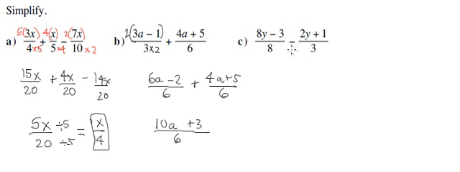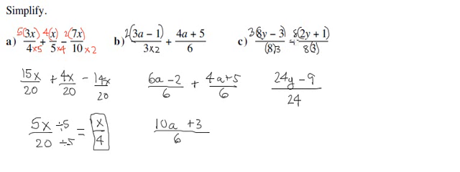Last one. Common denominator would be 24. That's the smallest number that 8 and 3 both go into. So our denominator needs a 3. Our numerator needs a 3. And for the second fraction, they both need 8s. So what do we have now? 3 times 8y is 24y. 3 times negative 3 is negative 9. 8 times 3 is 24.